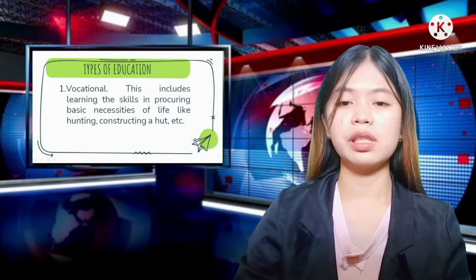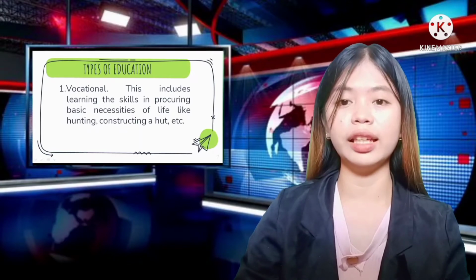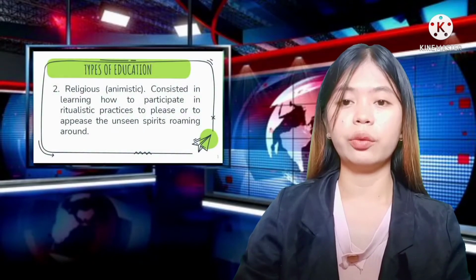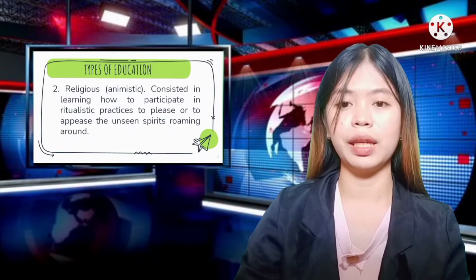There are two types of primitive education. First, vocational. This includes learning the skills in procuring the basic necessities of life, like hunting, constructing a hut, etc. Second, religious or animistic, which consisted in learning how to participate in ritualistic practices to please or to appease the unseen spirits roaming around. Next is the Egyptian education.